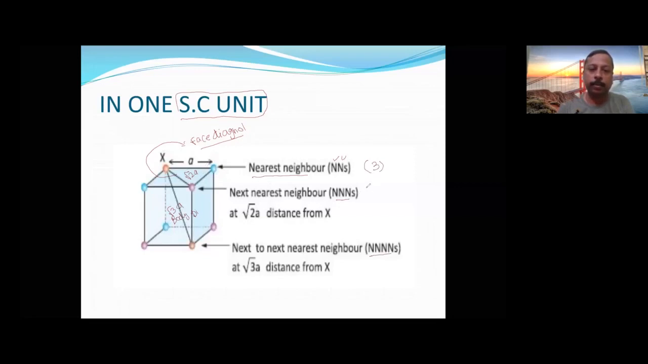Next nearest neighbors, that is the purple color. Purple color are how many? 3. Okay, body diagonal within one unit cell I am asking. Okay, 1. So this is the number of neighbors and their distance. Okay, so this is one unit cell. Already explained, so let us not waste much time on this. Let us go to the next one.